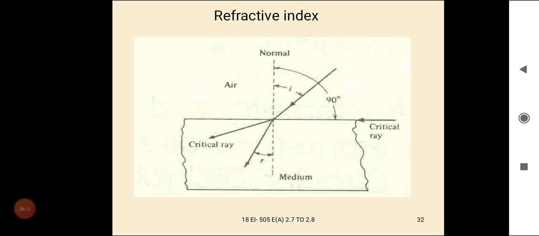When a ray of light is passing from one medium to another medium, the refraction causes the ray to be deflected. By measuring the deflection, we can identify the critical ray.